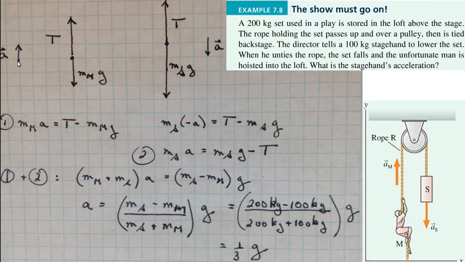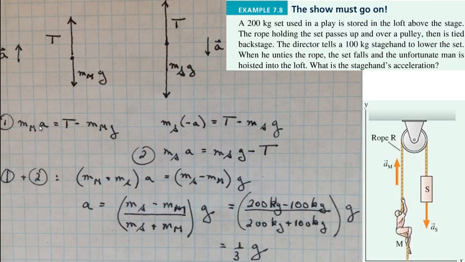And so the human accelerates up, and the 200 kilogram mass, which I call m sub s, accelerates down. The a's shown here have the same magnitude, but one points up and the other one points down.